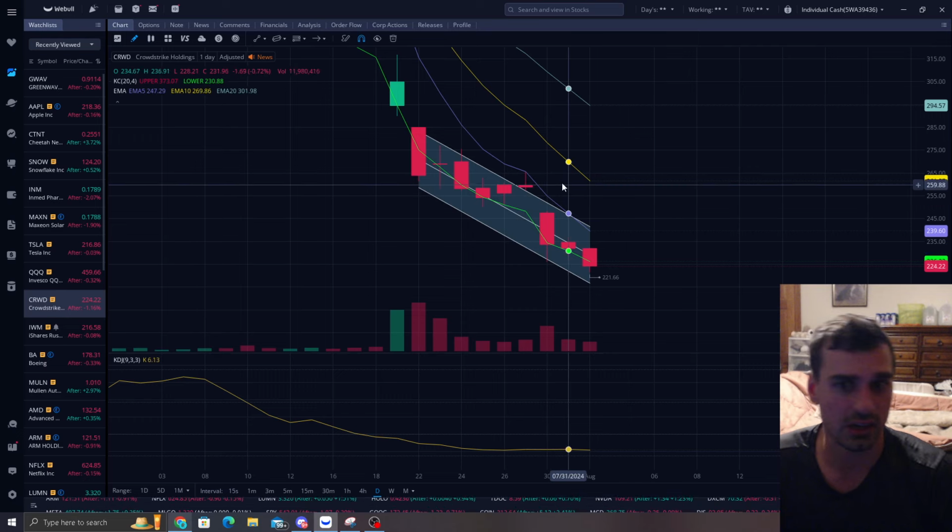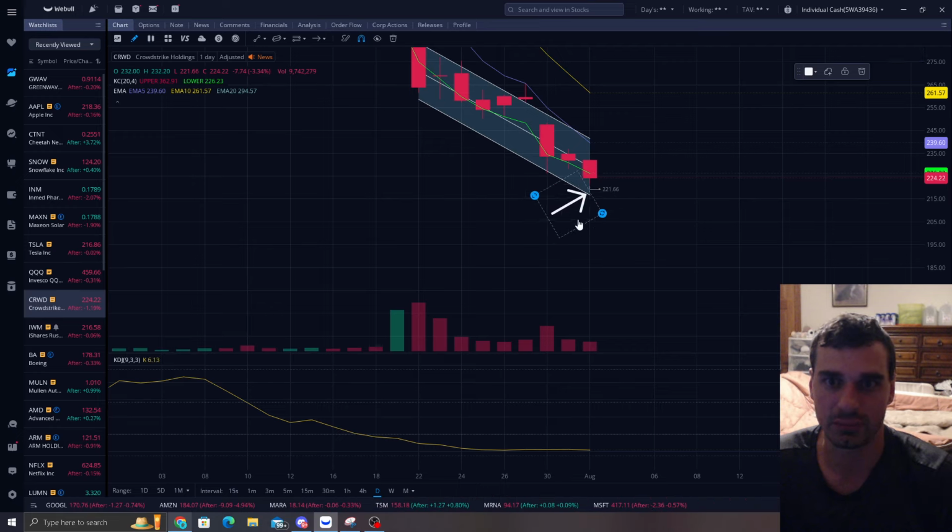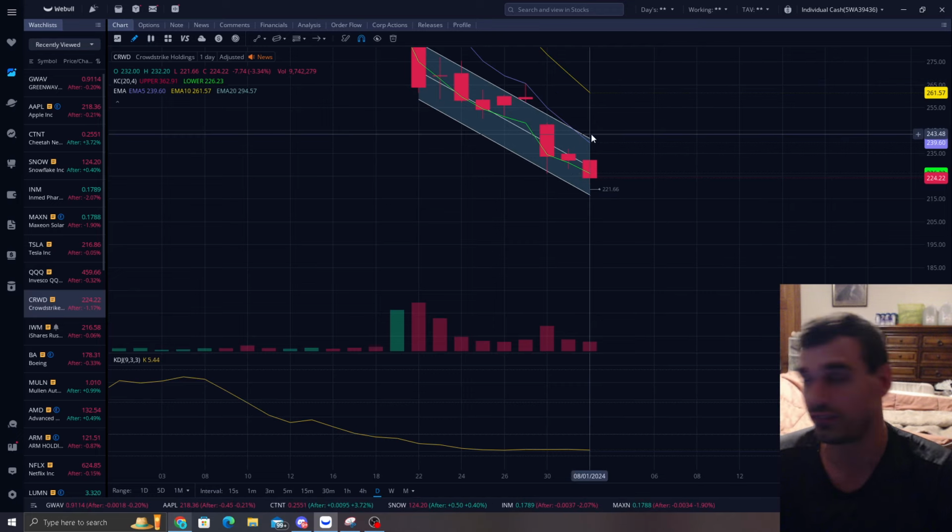So, this is CrowdStrike, lower touch here. We're very close here. I would definitely look for that here, and you can get these little bounces here, but that's going to be your most precise entry. And what I do like is the K is only 5.44.